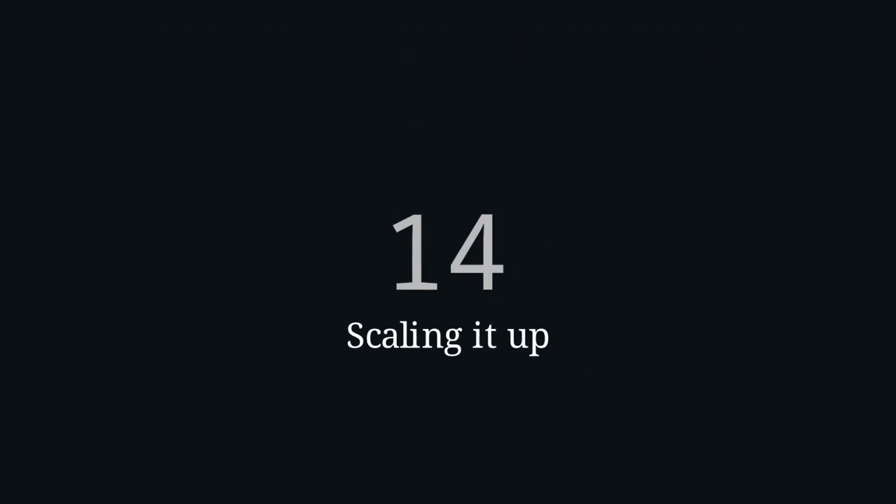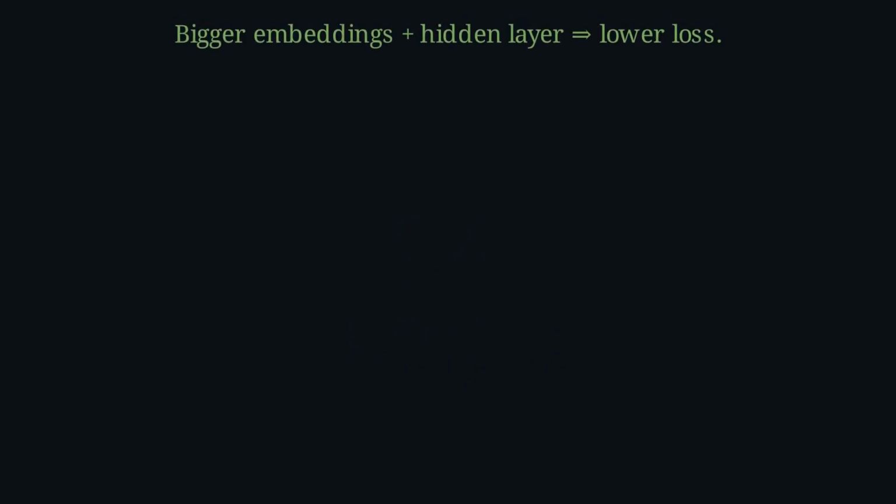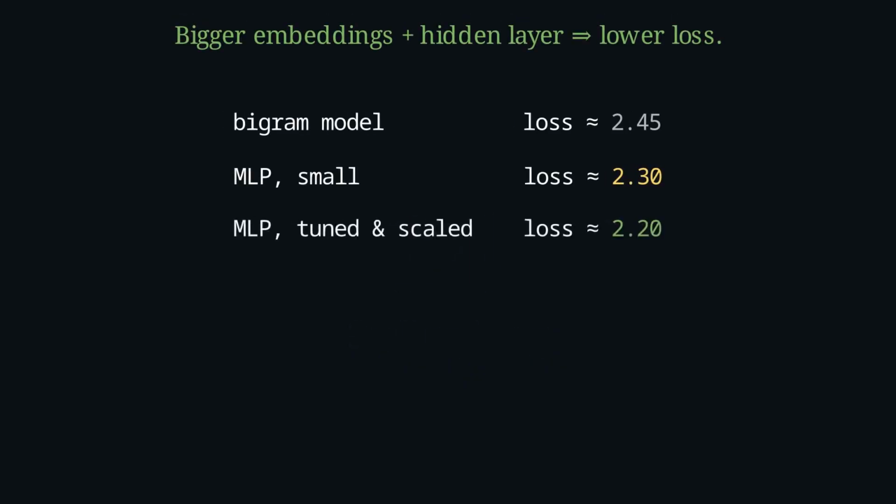Chapter 10. Making it bigger and better. With this architecture we have knobs to turn: the embedding size, the number of hidden neurons, the amount of training, the learning rate. Turning them thoughtfully, while watching the dev loss, pushes the loss down from the bigram's 2.45 to around 2.2. A clear, real improvement, and we're only getting started.